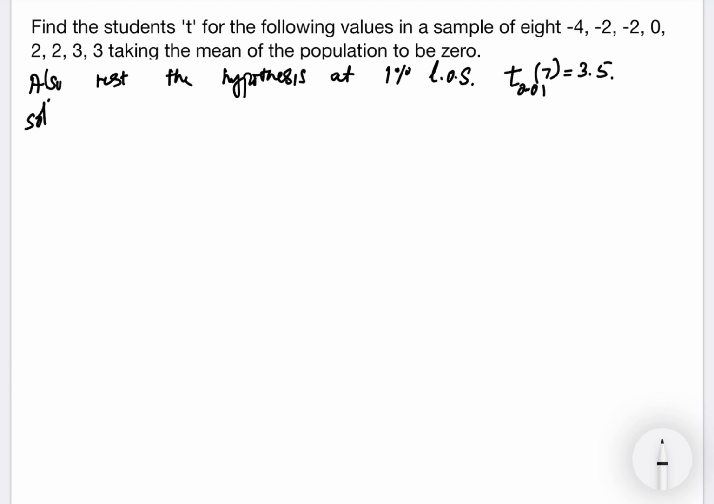So here the values given are -4, -2, -2, 0, 2, 2, 3 and 3. So here x bar would be equal to summation x over n, and here the sample size is equal to 8.